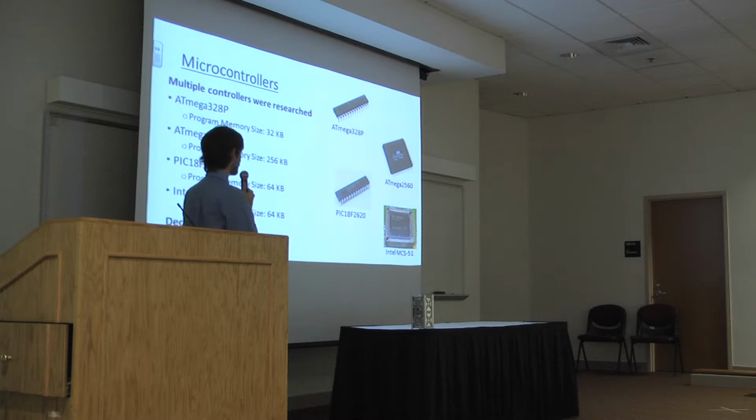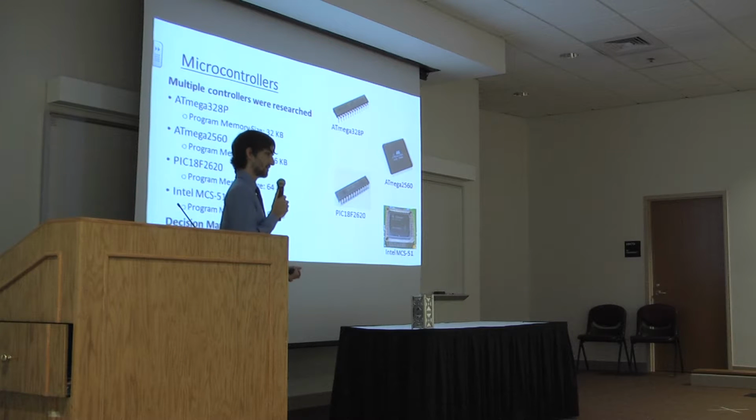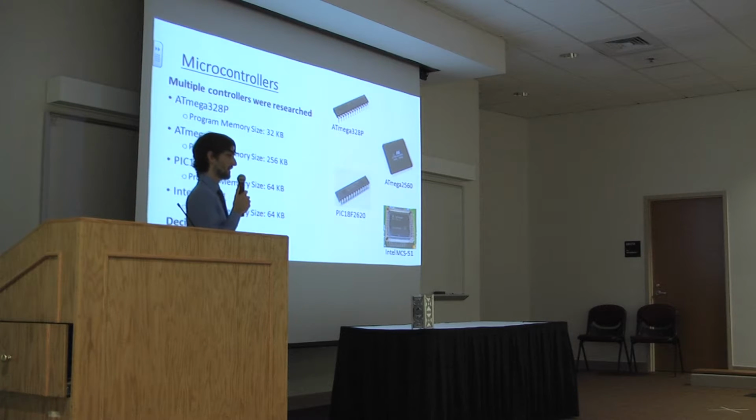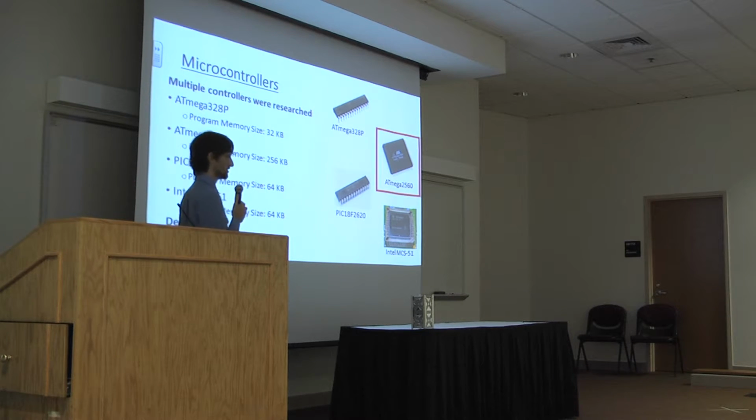So here's a list of some of the microcontrollers that I considered. There were more, but some of them didn't qualify past the requirements, so I didn't even bother putting them in this presentation. Here I have compared these microcontrollers based on the program memory size. And as you can see, the ATmega 2560 has the largest program memory. And this is actually the microcontroller we decided to go with. Based on the program memory and other specifications like clock speed and input-output pins, I designed a decision matrix to decide on which microcontroller to use. If you want to see that further, it's going to be detailed in my report.